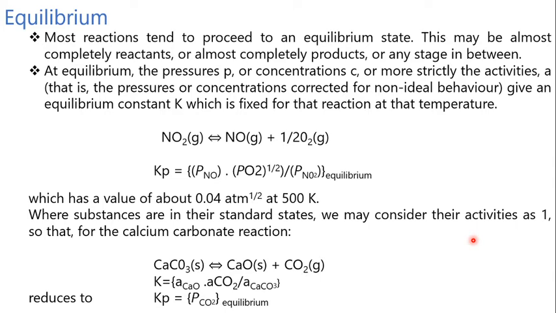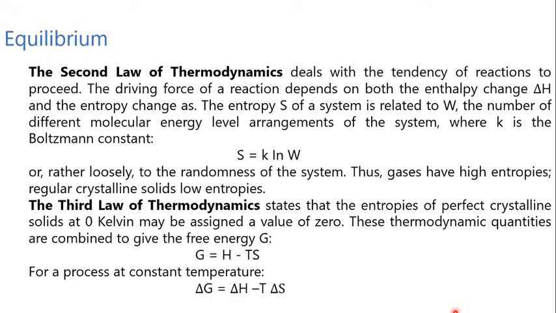where the substances are in their standard states. We may consider their activities as 1, so that for the calcium carbonate reaction, we write the reaction as CaCO3 reversibly gives CaO plus CO2, that is calcium oxide plus CO2. We can call it lime also. K equals activity of CaO times activity of CO2 divided by activity of CaCO3, which reduces to Kp equals PCO2 when it is in equilibrium.